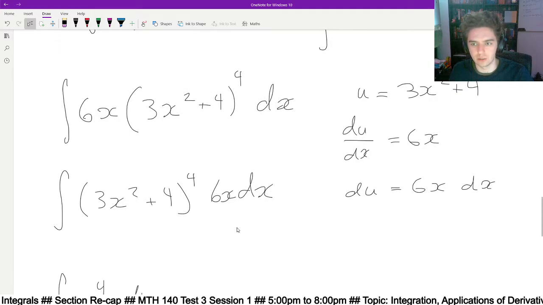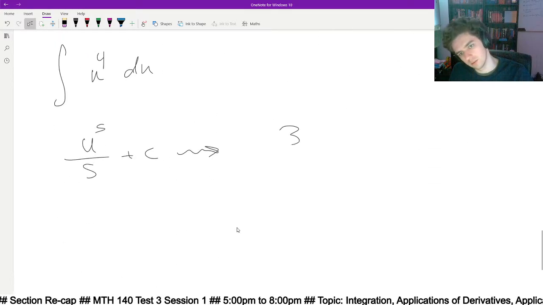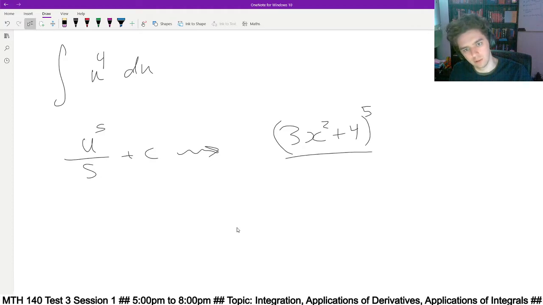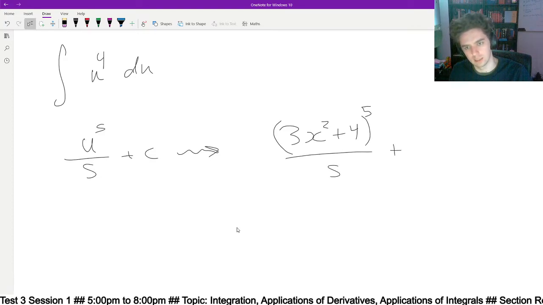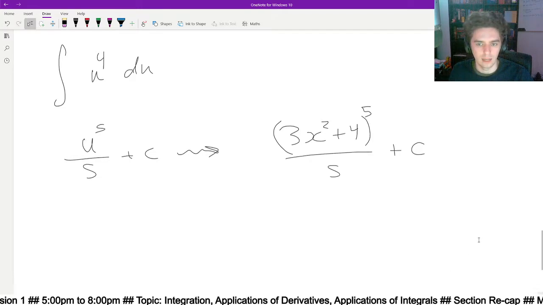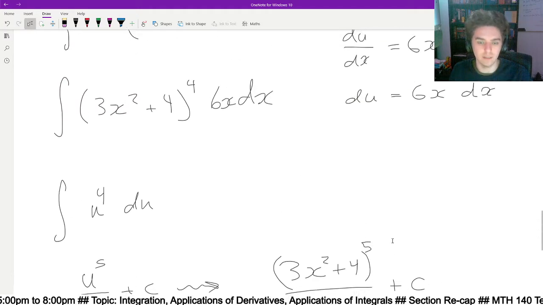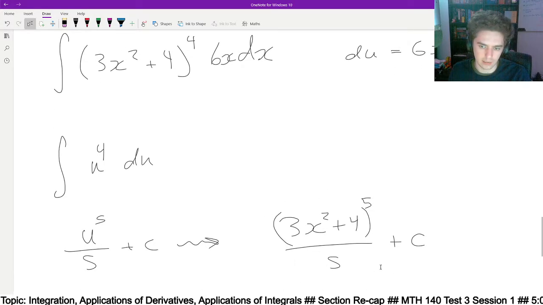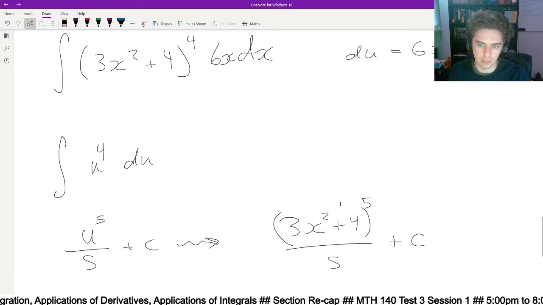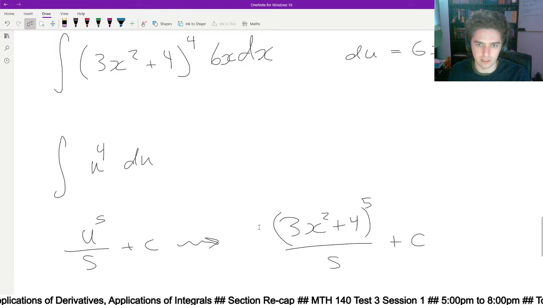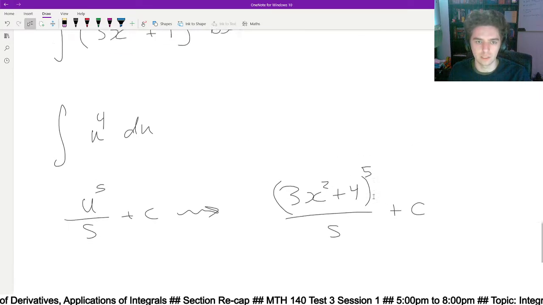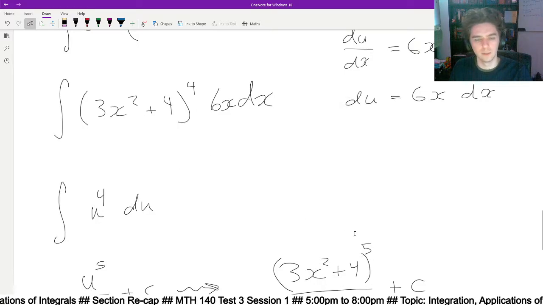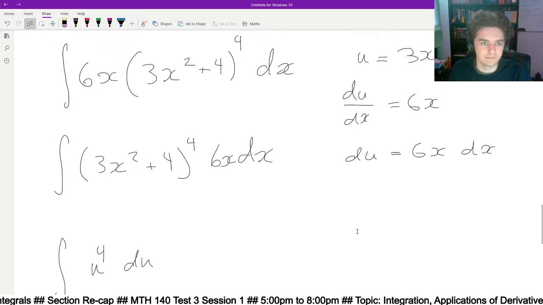And I just have to remember to put the u back in. I always forget to do that. So (3x squared plus 4) to the power of 5 over 5 plus c. And that's your antiderivative. If you were to take the derivative of this, try to imagine bringing the exponent down, it cancels out, and then there'll be a 4 up there, and then the derivative of that is just 6x. So the derivative of this would be our integrand here, and so that's the antiderivative.